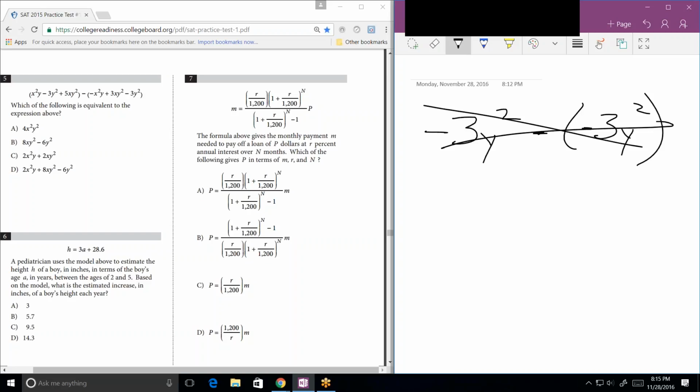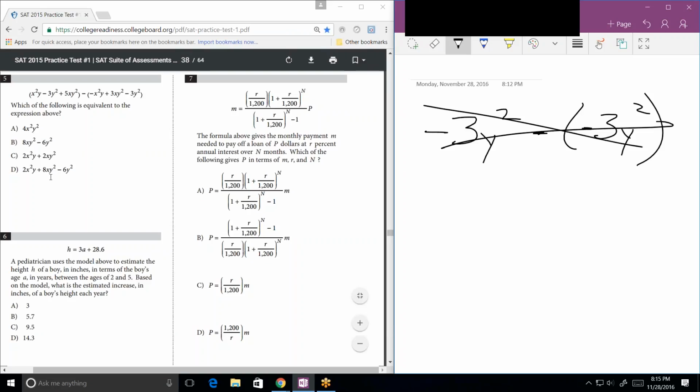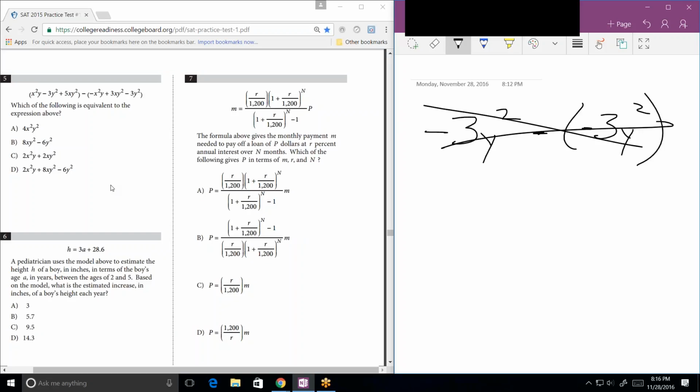So there is no y squared in the answer. No, so it has to be C. Now I know that C is the correct answer without doing any more work. And that's an important thing to realize when you're taking these tests: you're not out to show your math abilities to anybody. What you're out to do is get the answer.